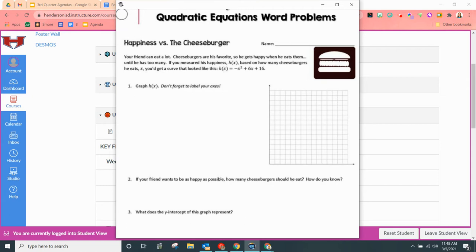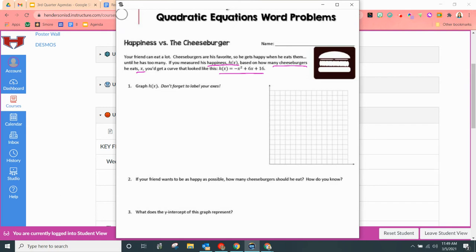If you measured his happiness, and they're calling his happiness h of x, that's function notation. That's another name for y. Remember that. It is based on how many cheeseburgers he eats, x. So that's important. How many cheeseburgers he eats is x, and his happiness is h of x. You'd get a curve that looked like this. So they're giving us the equation for the curve.